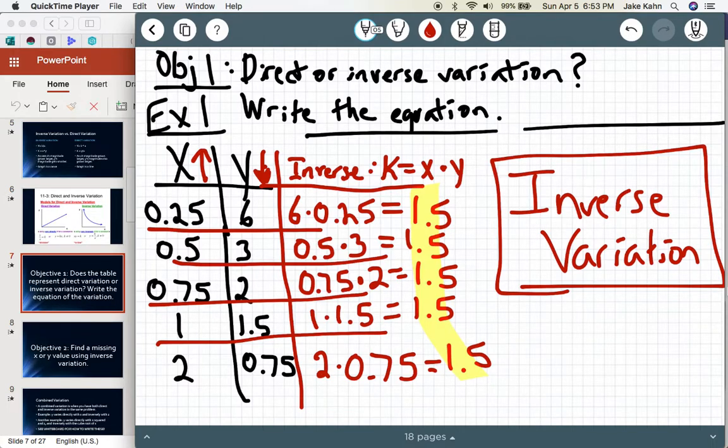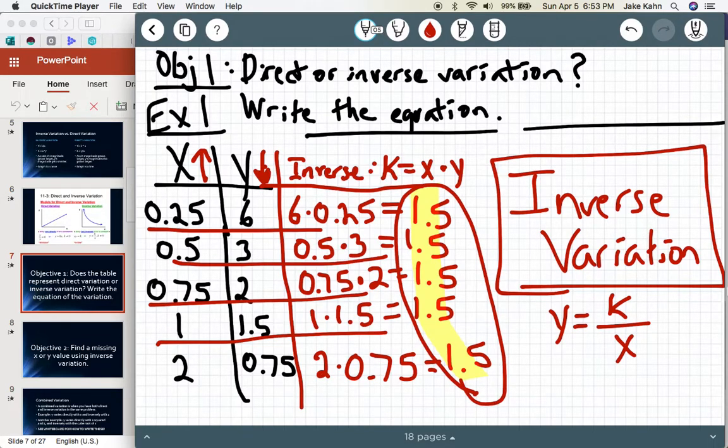And since it is an inverse variation, we can write the equation very easily. An inverse variation has the equation y equals k divided by x. What is my k value? Well, it's whatever x times y was equal to for all of the rows in my table. So in this case, our equation is y equals 1.5 divided by x. My constant of variation is 1.5, and this is my equation for that inverse variation.